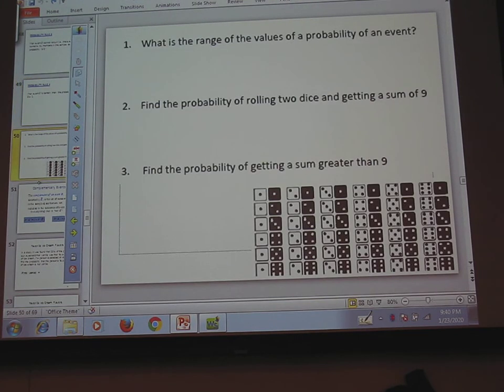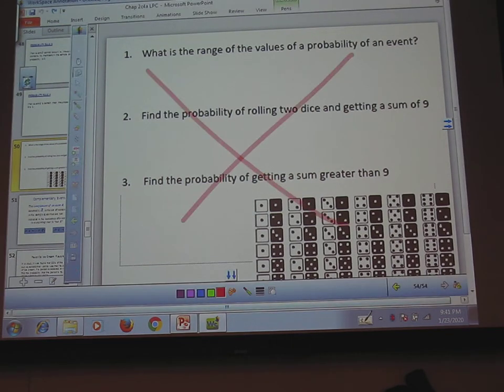Quiz, lab problem 3 and 4, we're going to skip those. So just put a little X through those ones. We're going to skip those ones.